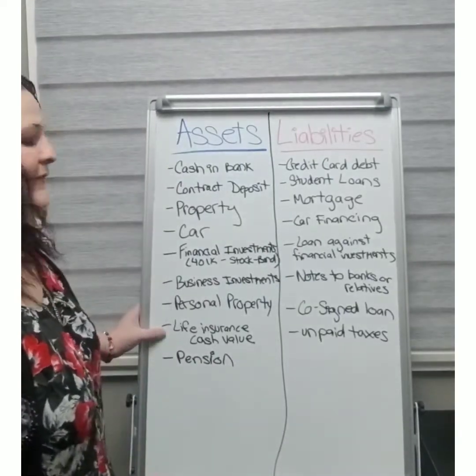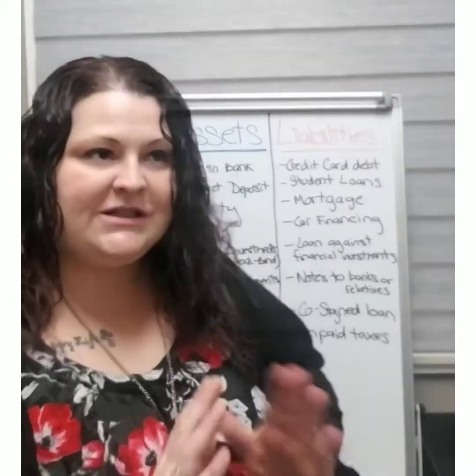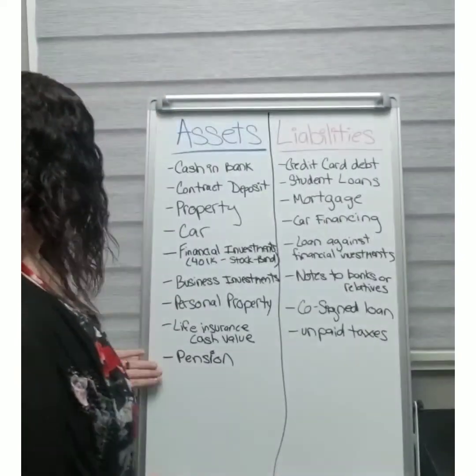The next thing is life insurance. And the life insurance, just make sure that you know that it is the cash value of the life insurance. If your company offers life insurance, but it's not something you can take with you, there probably is no cash value attached to it. So make sure that you know what the cash value is of your life insurance, if there is any. And then lastly, your pension. Sometimes people have a pension, so they can borrow against it. So your pension is an asset.